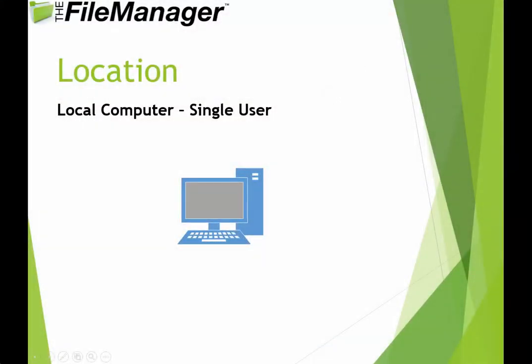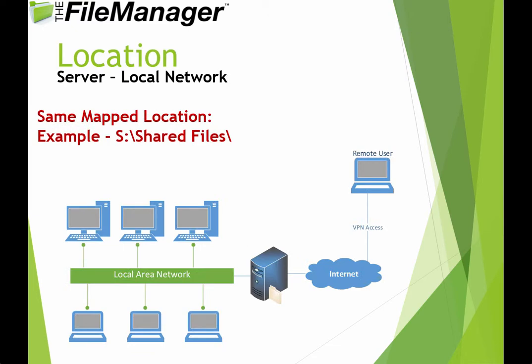First of all, the location of where your files are stored is important. You can have your files located on a single user's computer. You can have it on a local area network, and in this diagram you see the local area network with a file server, and you'll see a remote user using a virtual private network, or a VPN, access into that server. It's really important, as you see here, that the same map location is used for all users. So for example, S:shared files is used on the local area network as well as by the remote user that has the VPN file. This is really important for File Manager to know where to find your files.